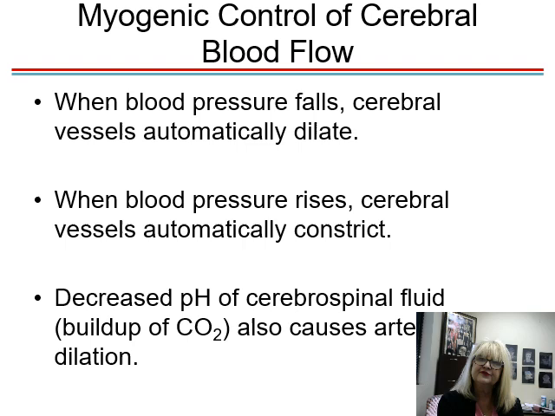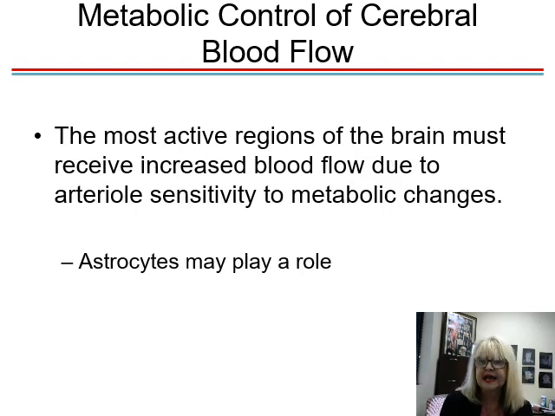When the blood pressure falls, the cerebral vessels automatically dilate, and when the blood pressure rises, cerebral vessels automatically constrict. Decreased pH of the cerebrospinal fluid, or the buildup of CO2, also causes arterial dilation. The most active regions of the brain must receive increased blood flow due to arterial sensitivity to metabolic changes. Astrocytes may play a role in this.